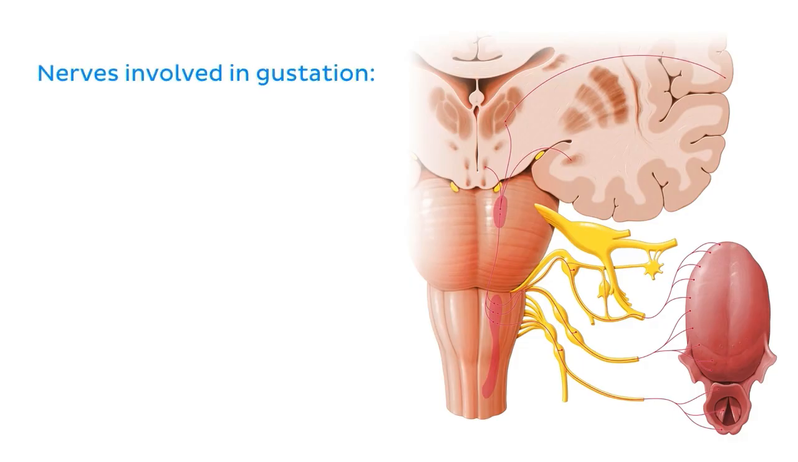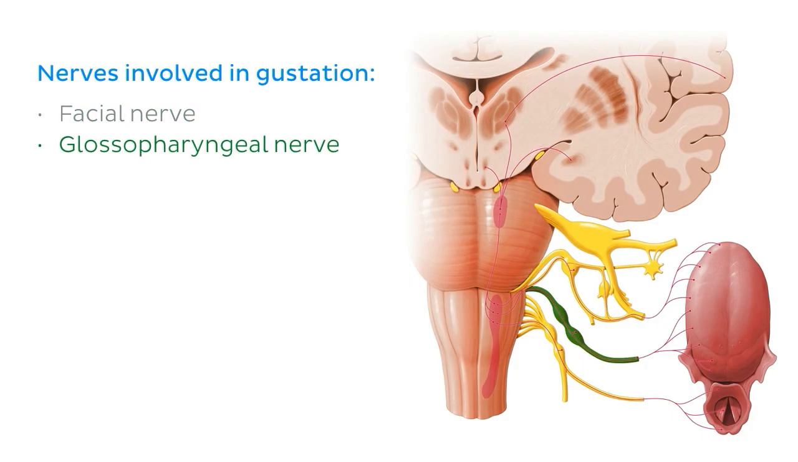So if you were listening, you would have noticed that there are 3 nerves involved in gustation. Number 1, the facial nerve. Number 2, the glossopharyngeal nerve. And number 3, the vagus nerve. So we'll follow taste sensations being picked up in the tongue along each nerve to their synapse in the brainstem. And then we'll talk about their common central pathway.